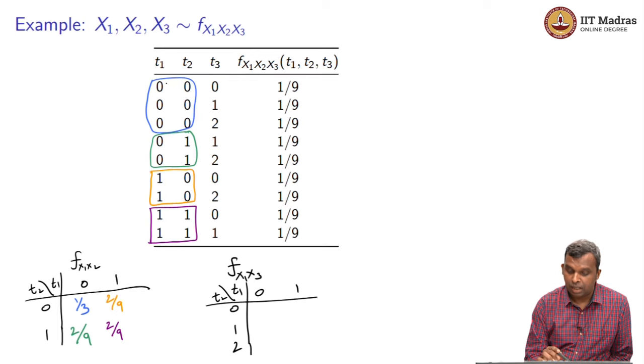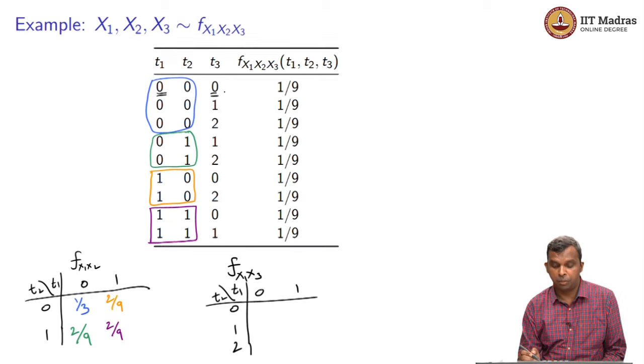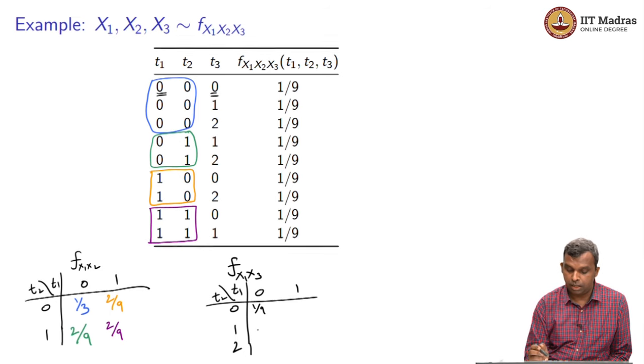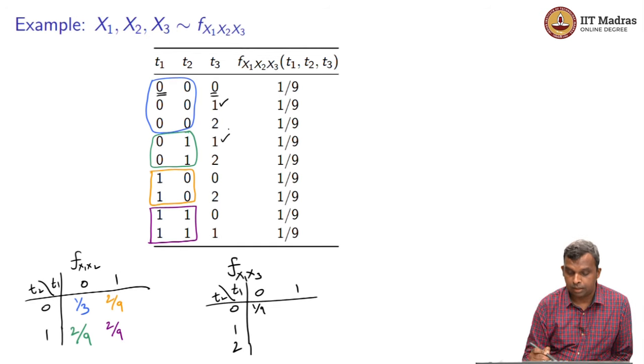So I want X1, 0 and X3 0, okay, so 0, 0. Maybe the first one alone, let's look at this in black. So this is 0, 0, that's the only possibility, okay, so X1 is 0, X3 is 0, it's just 1 by 9. Okay, so X1 is 0, X3 is 1, is 0, 1, that can happen here, that's 1 by 9. So you got 0, 1 here, 0, 1 here. That's two possibilities, and that's 2 by 9. Okay. What about 0, 2? 0, 2 is out here. It's out here. Okay, so 0, 2 is again 2 by 9.